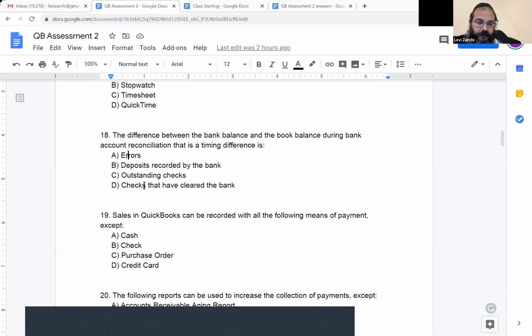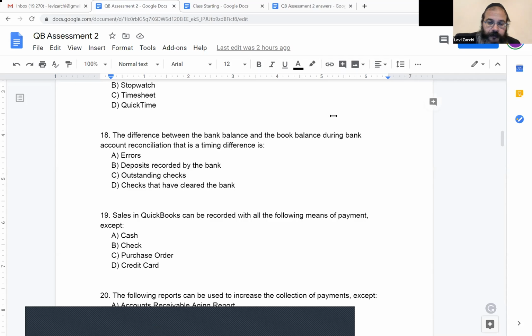Is it checks that already cleared the bank? Well, if they already cleared the bank, then the bank is not going to change and the book is not going to change. But outstanding checks are a timing difference, because give it some time, and those checks are still out there somewhere. When they go to the bank, the bank balance should match the book balance. If it does not, that is not a timing difference, there's something else. So the answer to 18 is outstanding checks, because it's all a question of time and the bank will meet up with the books. But if the bank has some deposits that are not in your books, then you have to update your books. If the checks already cleared the bank, then there's another issue going on. Maybe you recorded something extra in your books. So 18, the answer is C, outstanding checks.